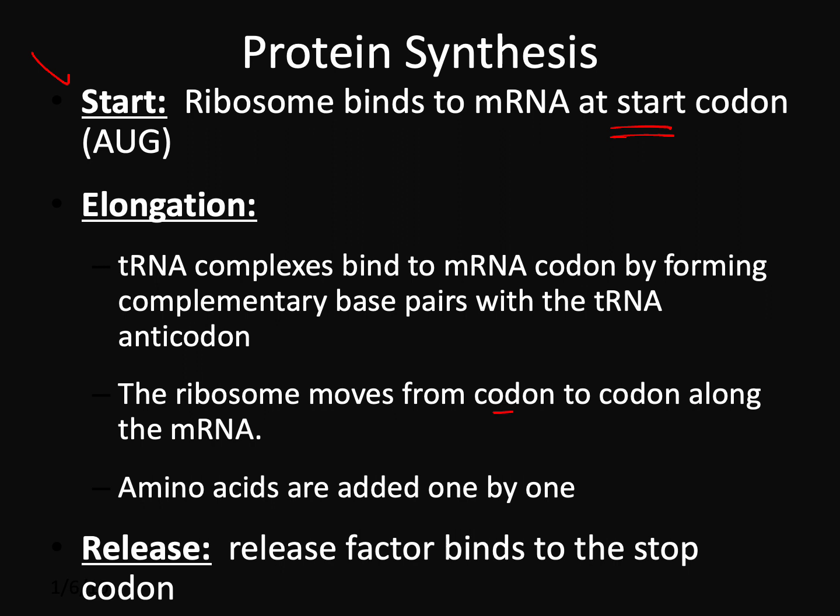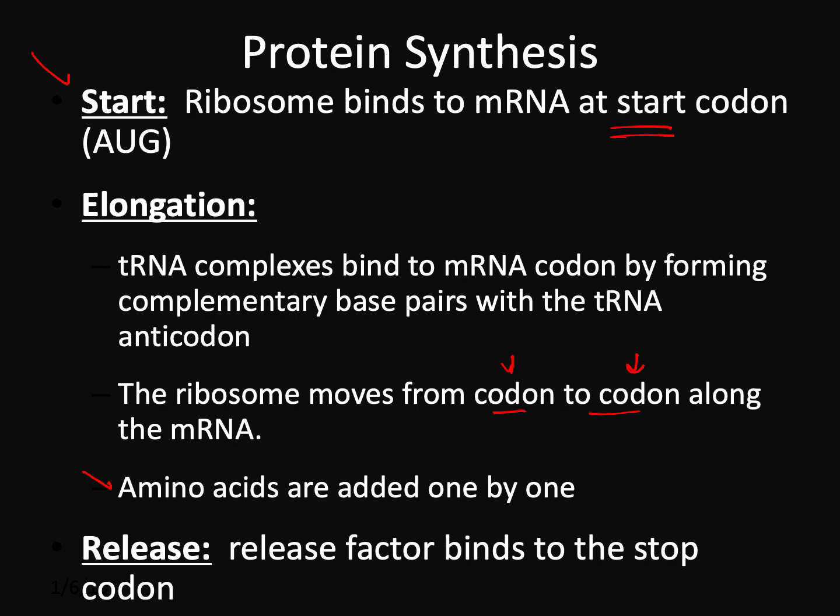And as it moves from codon to codon, the tRNA will bind to each codon with its anticodon region and bring the specific amino acid that the mRNA is coding for. It'll bring the amino acid and then it'll add those amino acids to the growing chain one by one. And that growing chain of amino acids eventually becomes a protein because proteins are made of amino acids.